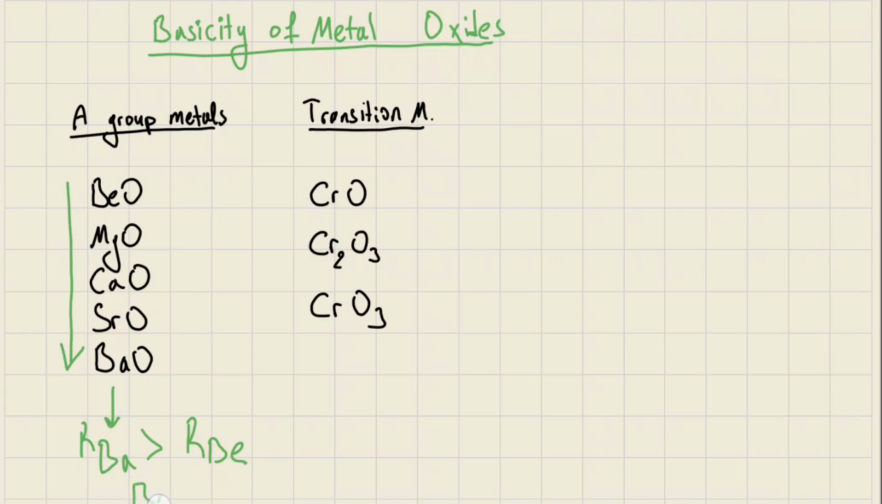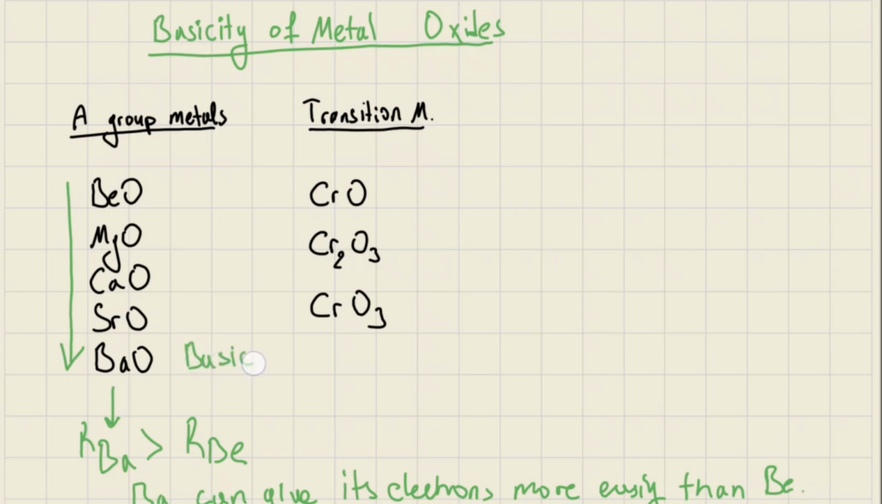So this barium can give its electrons more easily than beryllium. Therefore, barium oxide is basic, but beryllium oxide is the least basic chemical in our case.